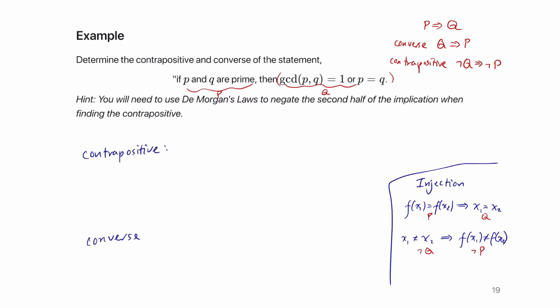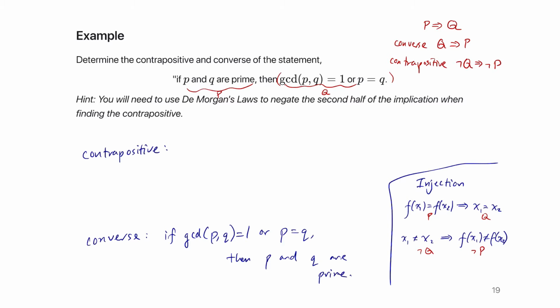Actually, let's do the converse first, because it's a little easier. What's the converse of this statement? Any ideas? Converse of the statement. Yeah. If the GCD of P and Q is 1, or P equals Q, then P and Q are prime. Great.